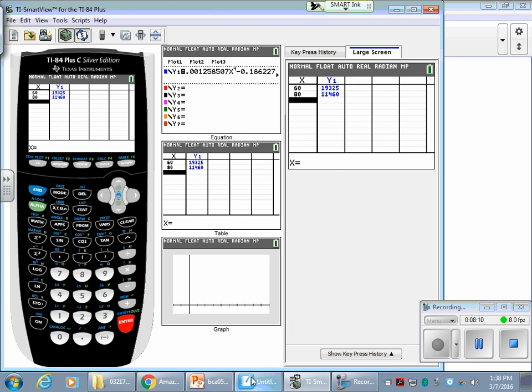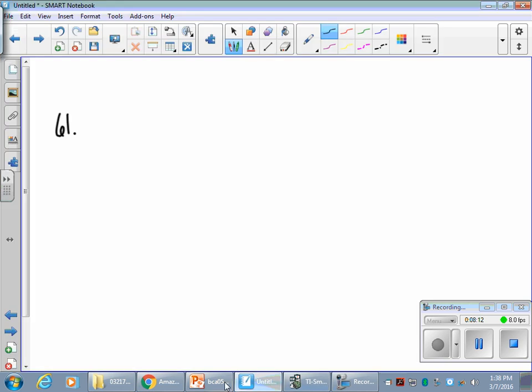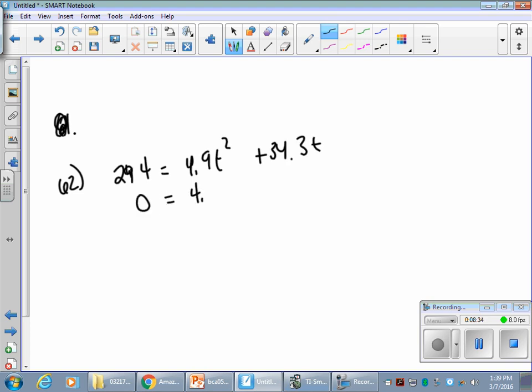Number 62 talks about a stone being thrown downward. So I think we looked at this in some of your classes. They end up telling me that the height is 294. And if you look at that equation, S of t stands for the height. How far is it going? And so here's my equation. They want to know how long would it take to hit the ground. So I'm going to solve and see when would this equal 0.